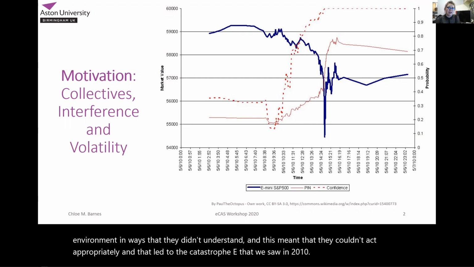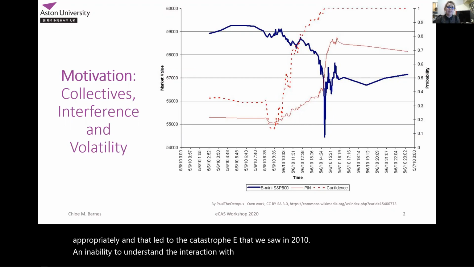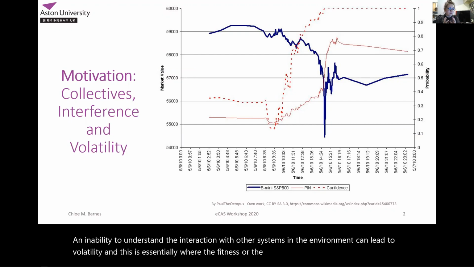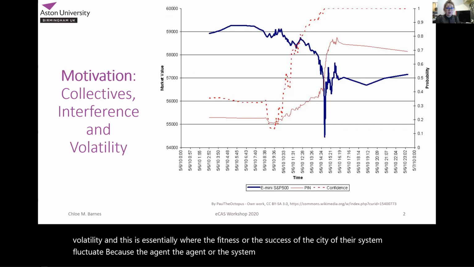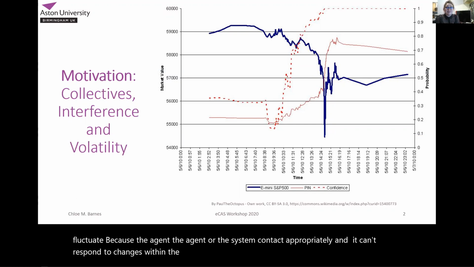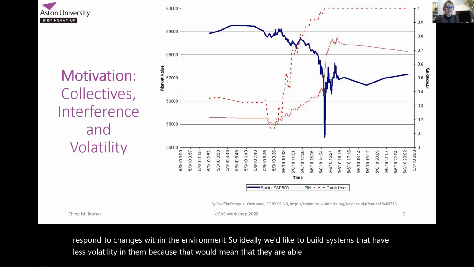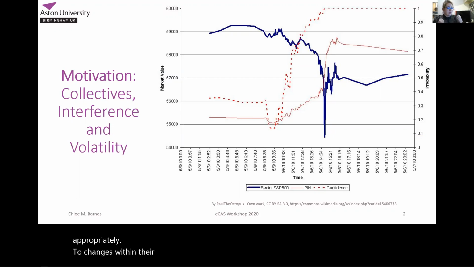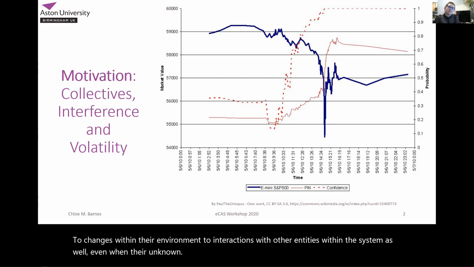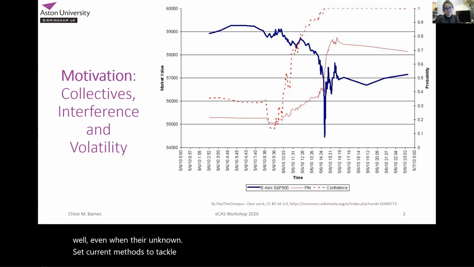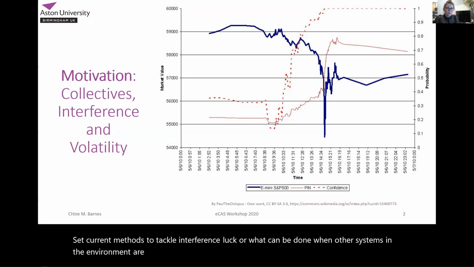So an inability to understand the interactions with other systems in the environment can lead to volatility. And this is essentially where the fitness or the success of the system fluctuates because the agent or the system can't act appropriately, and it can't respond to changes within the environment. So ideally, we'd like to build systems that have less volatility in them, because that would mean that they're able to respond more appropriately to changes within their environment, to interactions with other entities within the system as well, even when they're unknown. So current methods to tackle interference look at what can be done when other systems in the environment are known, but this isn't always possible.